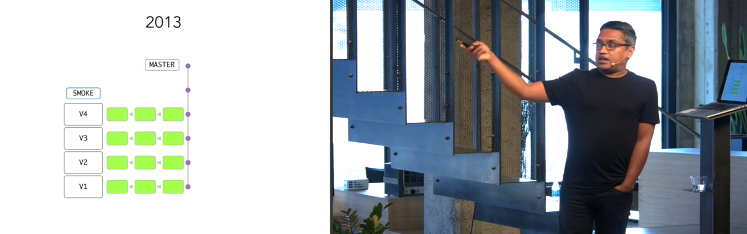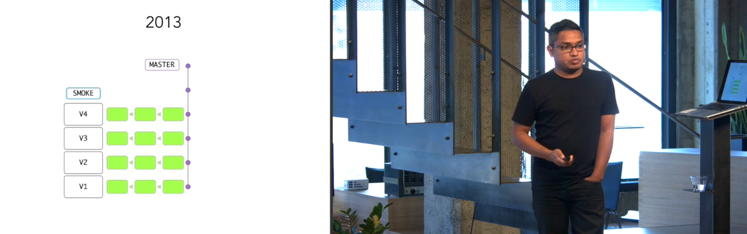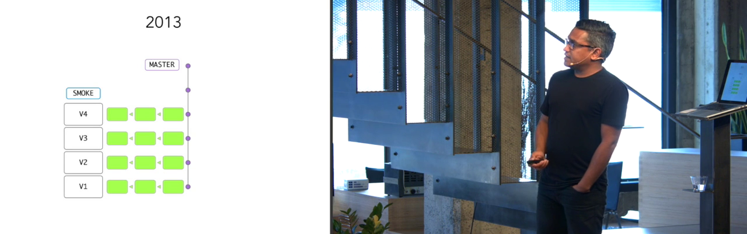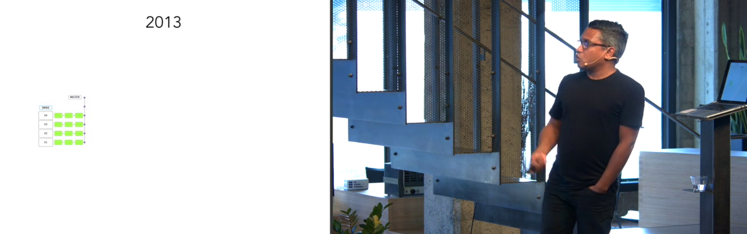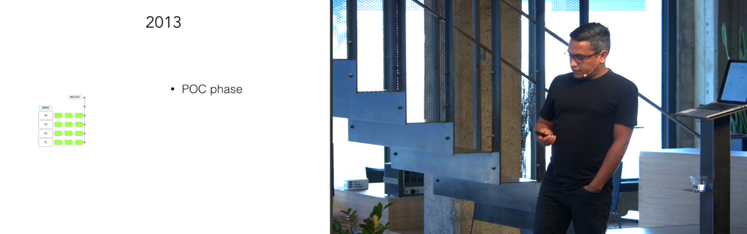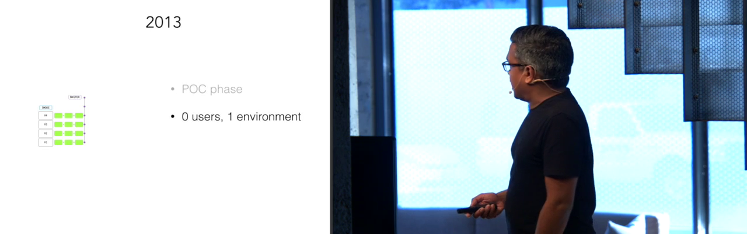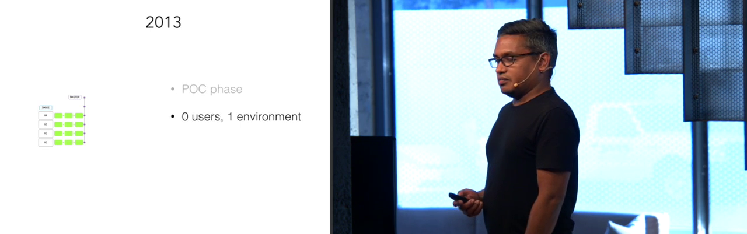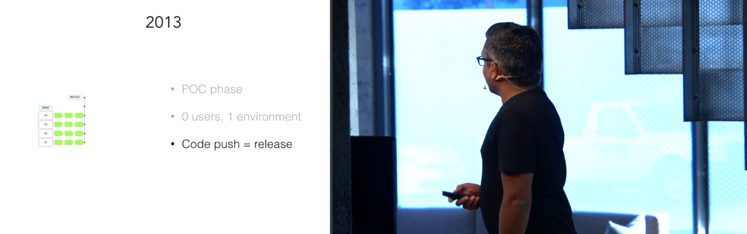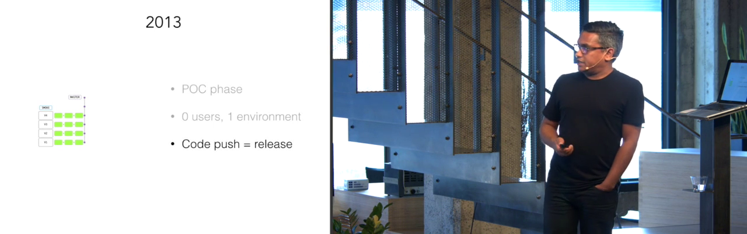Every commit and every push would go right through to production, because at that point, Snap was just a proof of concept. It was just a glint in somebody's eye. We didn't know if it had any legs. And that was our smoke testing environment, and it was a POC phase, and it lasted for just over a few months. We literally had 0 users, and we had 1 environment, which is arguably 1 environment too many when you have that many users. And every code push effectively became a deployment and a release.